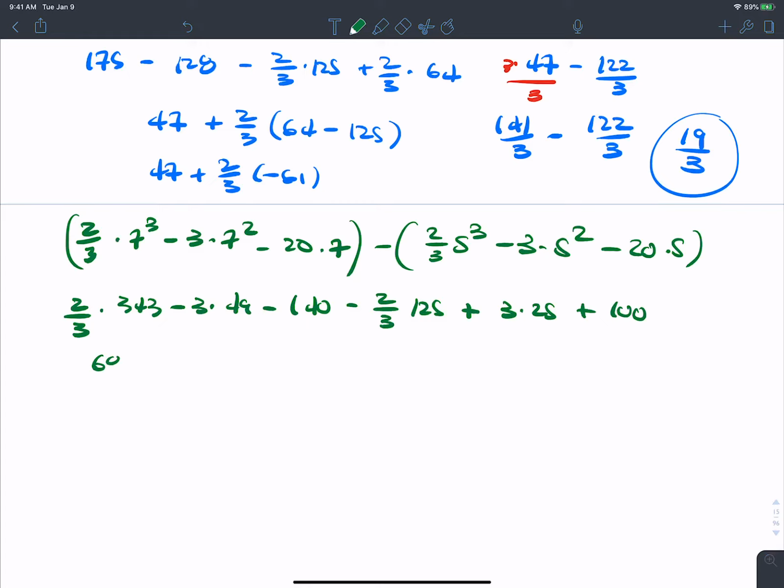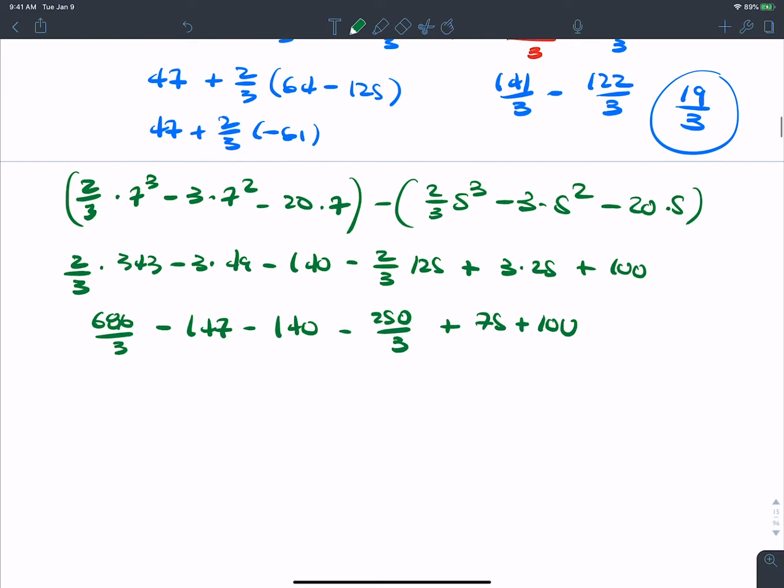686, right? 686 over 3 minus 49 times 3. Is that 147? Yes. Minus 140. Minus, can 3 go into 125? No. So that'll be 250 over 3. Plus 75 plus 100. So let's bring all our whole numbers together.